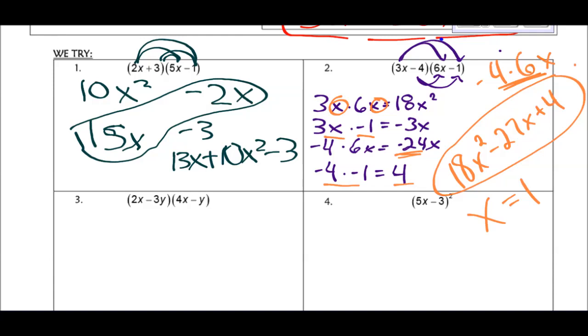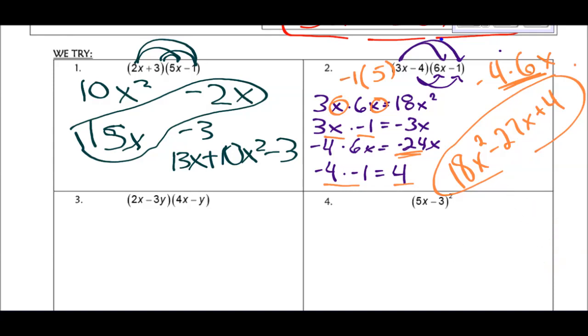Plug in 1 there, 18 minus 27, that's negative 9, plus 4, that's negative 5. I'm going to plug it in there too. 3 minus 4 is negative 1, times 6 minus 1 is 5. Negative 1 times 5 is also negative 5. So you can plug it into the original thing and the answer that you get, and make sure that you did that correctly.